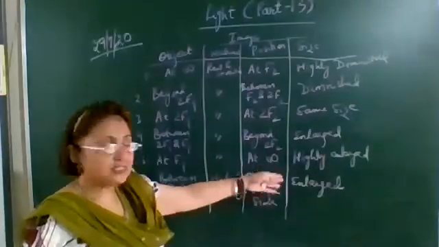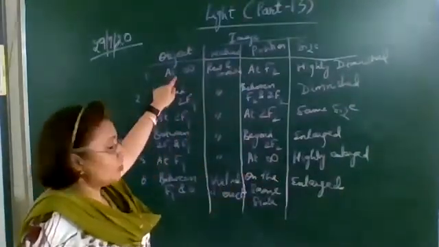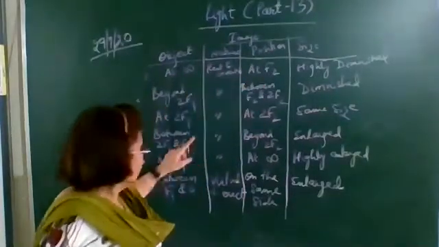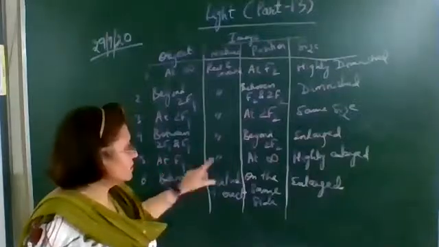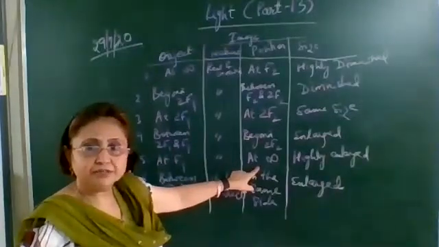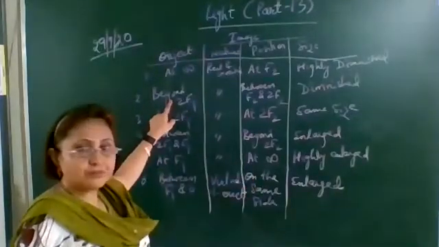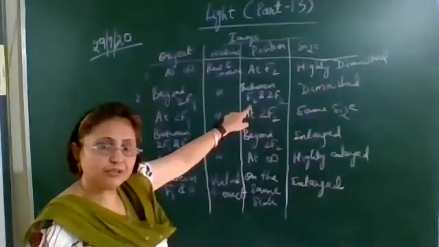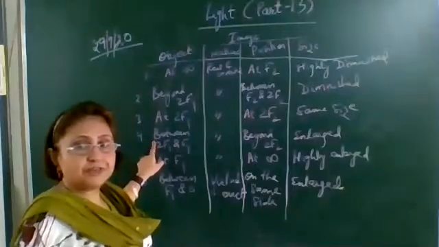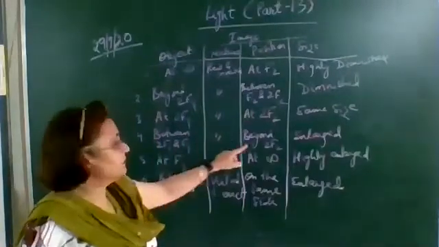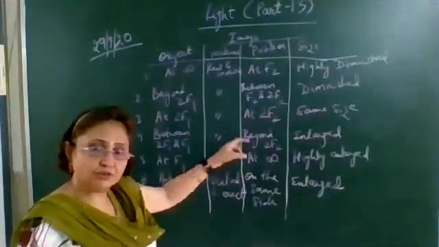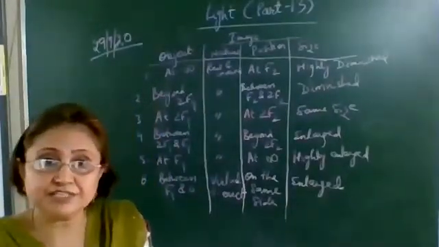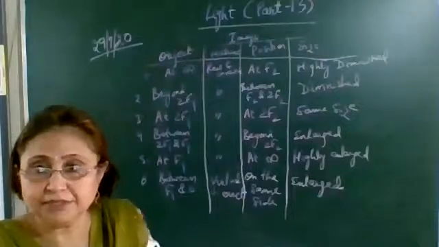And these are the sizes. As you can see here, when the object is placed at infinity, the image is formed at focus. When the object is placed at focus, the image is formed at infinity. The same way, when the object is placed beyond 2f1, the image is between focus and 2f on the other side. When the object is between 2f1 and f1, the image is formed beyond 2f2. So these are the points with the ray diagrams. We have to practice it. Once you practice, you will remember this table.